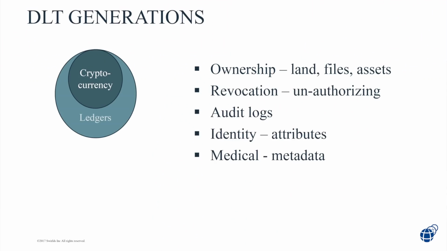And so the second generation of DLTs was saying we can go beyond money. We can go beyond cryptocurrencies. We can store information in these things. You could store ownership of something like land.